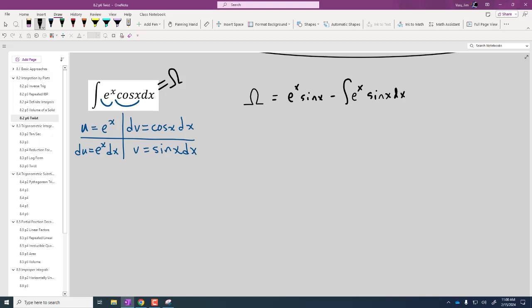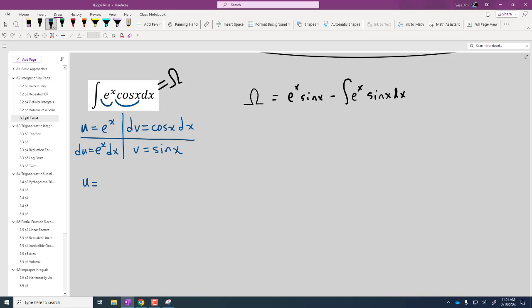Someone brought the dx down on the v, right? It should just be sine of x. Yes, there's no dx there. Thank you. So you don't have a dx squared. No dx squared. That is advanced calculus. When you start getting into combining differentials, when you do algebra of differentials, you have that to look forward to.